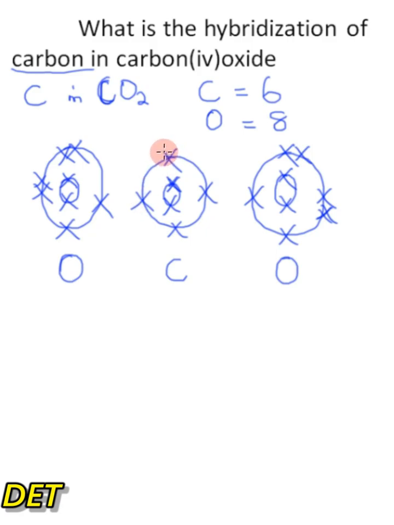So we're looking for the hybridization of carbon in carbon dioxide. One thing you must remember is that the hybridization of an atom depends on the regions of electron density around that atom. So the hybridization of carbon in this compound depends on the regions of electron density, or concentration, around this carbon atom.